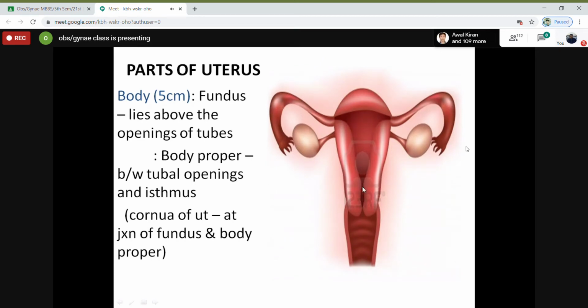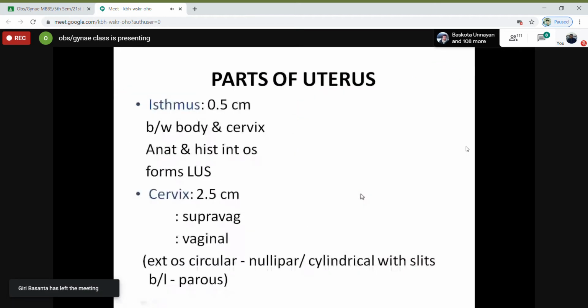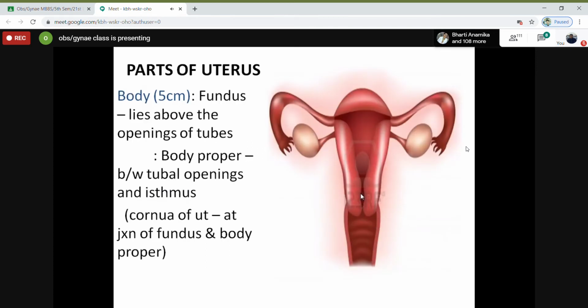Here you can see the isthmus. It is narrow over here, right? So this part is narrow, that is the isthmus, and this is the cervix. The isthmus is 0.5 centimeters, between the body and the cervix. Now there is something known as anatomical and histological internal os. Above is the anatomical internal os and below is the histological internal os, and that's how the isthmus forms. You can see a little constriction over here, right? Is it clear on your screen, all of you?